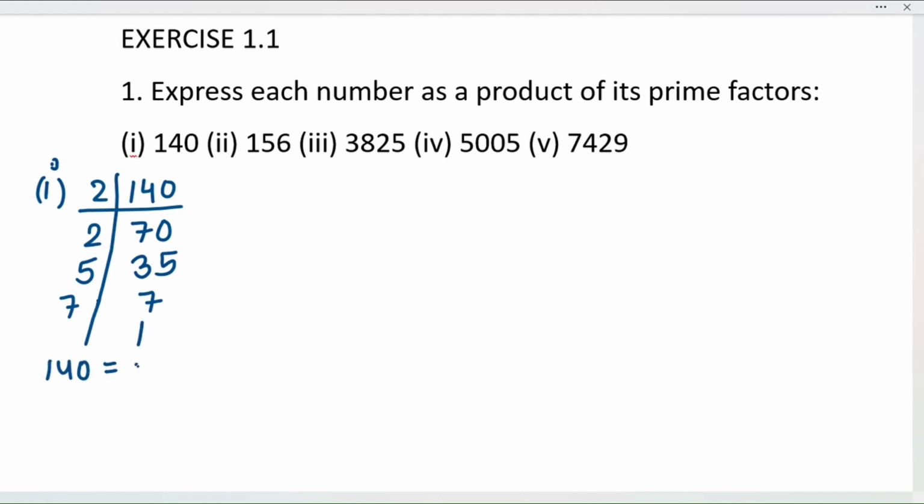140 को मैं प्राइम फैक्टर के प्रोडक्ट के फॉर्म में लिखूँ तो मैं 2 into 2 into 5 into 7. These all are the product of its prime factors, right?